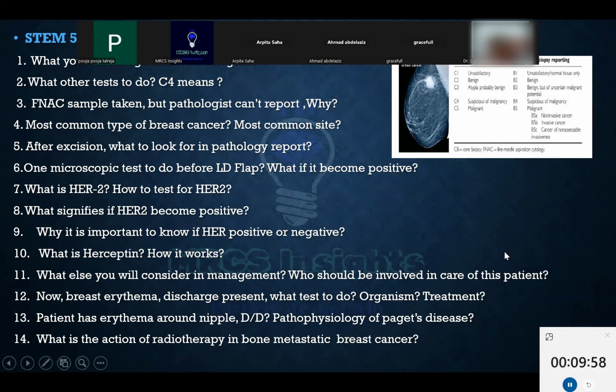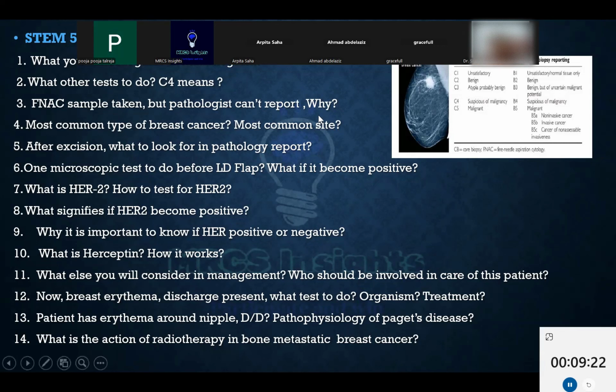So Dr. Pooja, can you see the screen? Yes. Okay, so read the stem aloud. A mammogram and pathology report will be given. What can you see here in this mammogram? I can see there is a calcified lesion, a hyperdense shadow in the upper quadrant of the breast that shows calcifications.